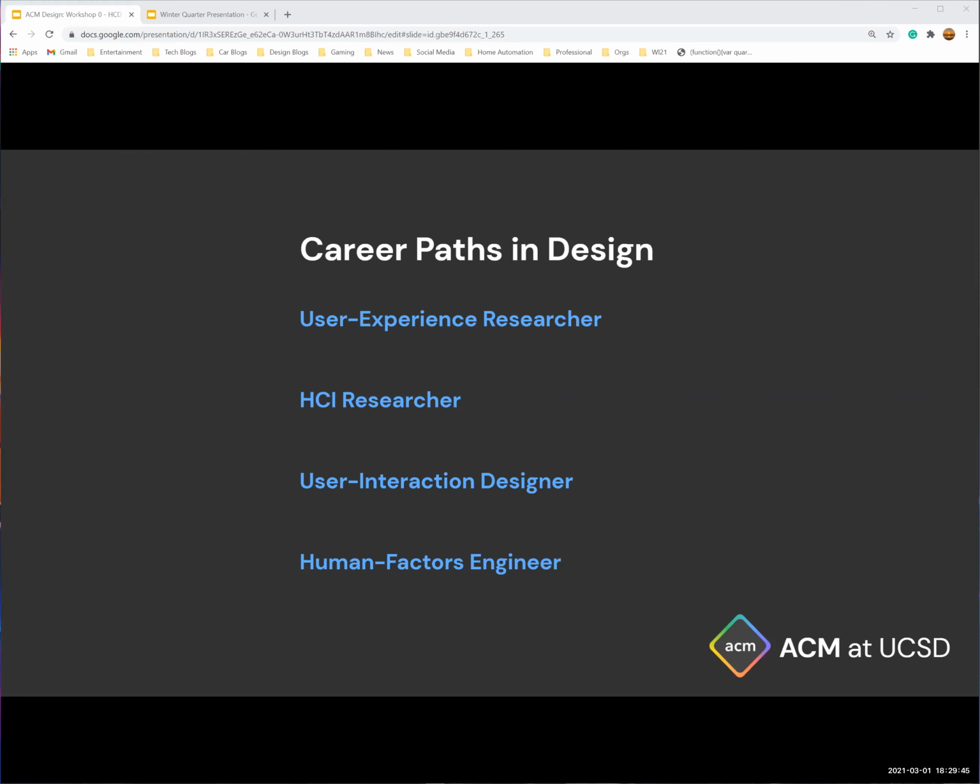So I'm going to talk a little bit about HCI researcher in a second. But in general, with a lot of these positions, they use a lot of the terms interchangeably, like user experience or human-computer interaction or user interaction. But there's often a lot of overlap.